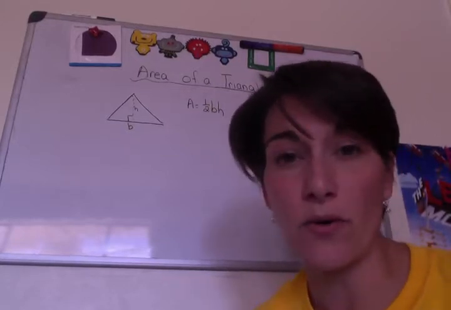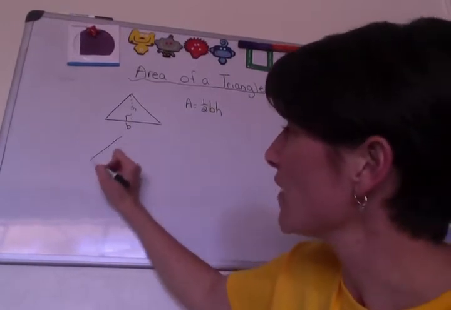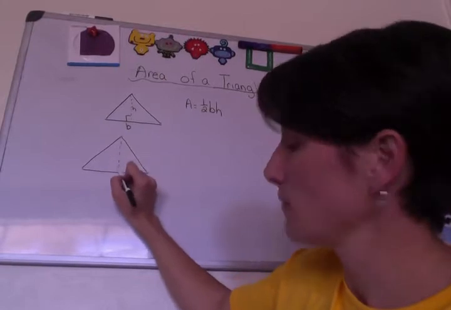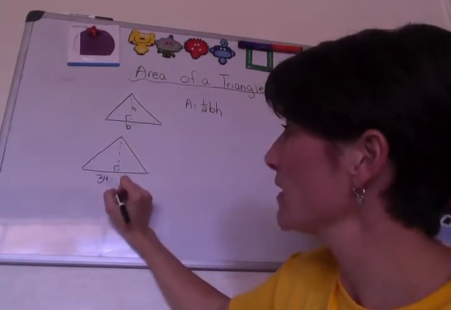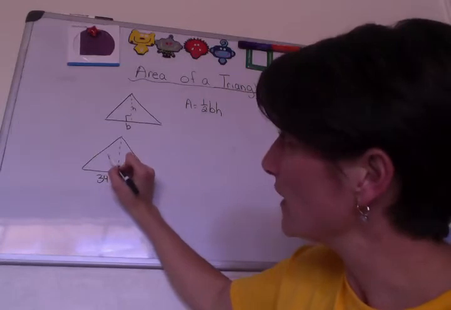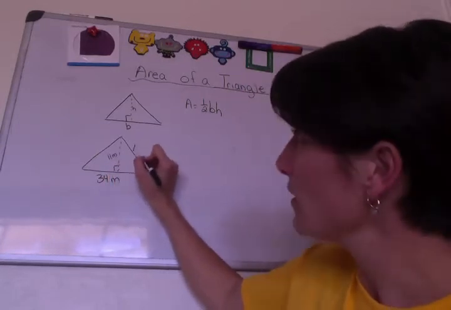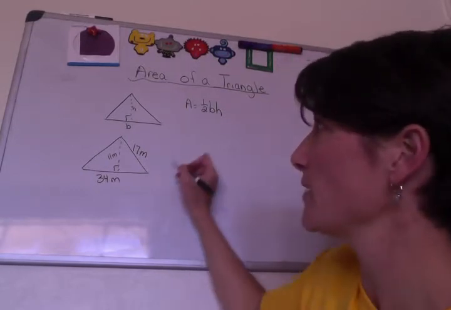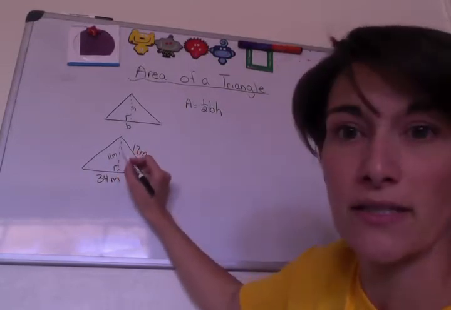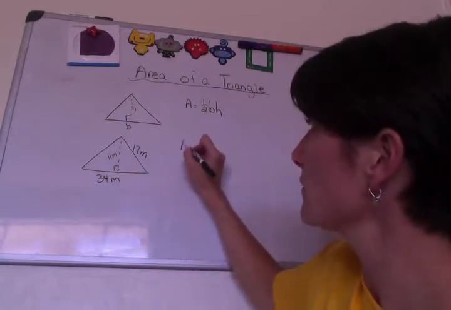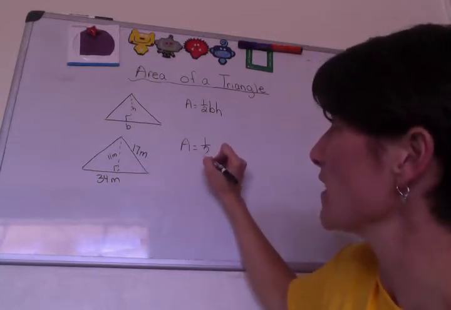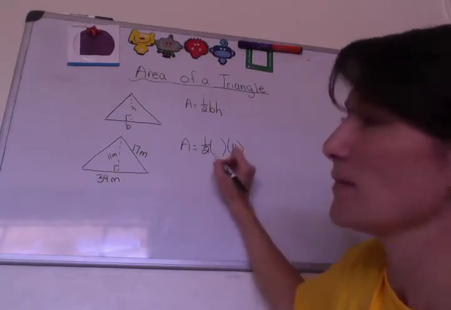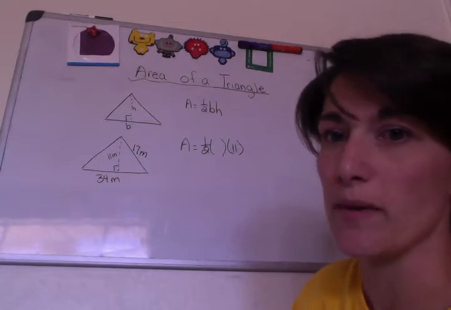So let me draw another one and we'll go ahead and try an example. So if I have a triangle that looks like this, and I have 34 meters at this, I have 11 meters here, and over here is 17 meters. If I take a look at this, I know right away that my height has got to be 11 because it's signified with this right angle. So I'm going to go ahead and start writing out my formula. So my height would be 11. I'm leaving base blank right now because I've got to figure out which one's my base.